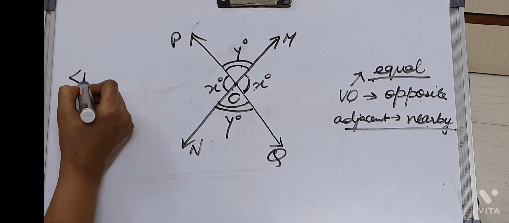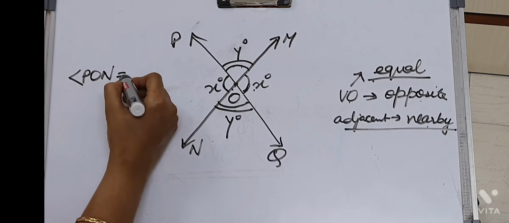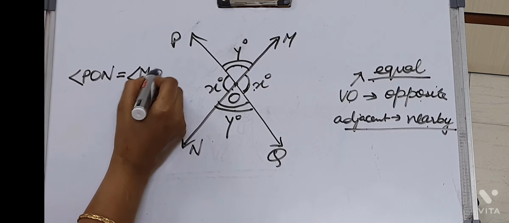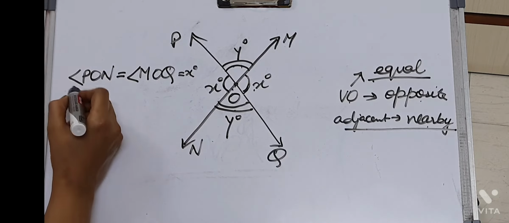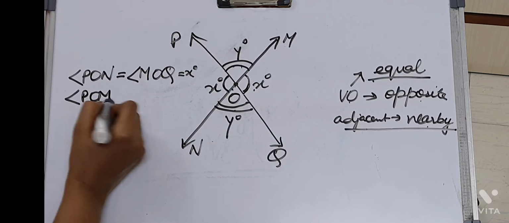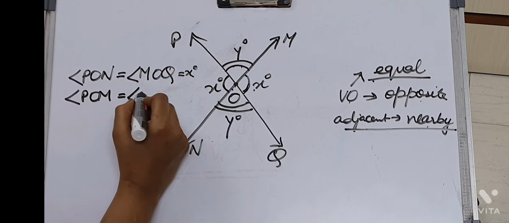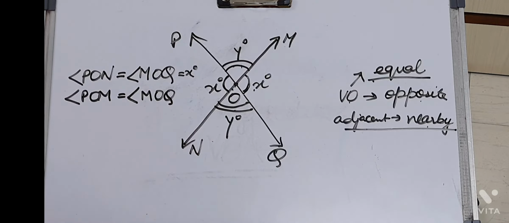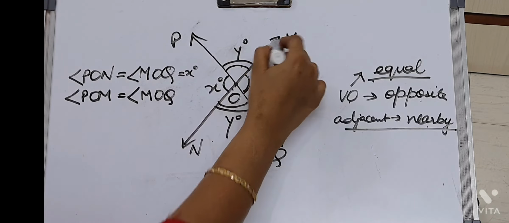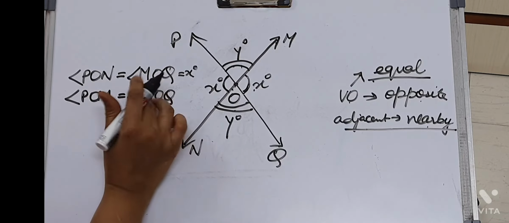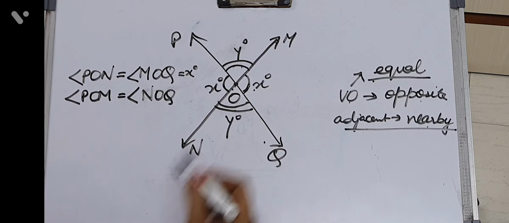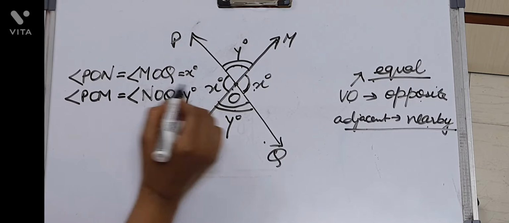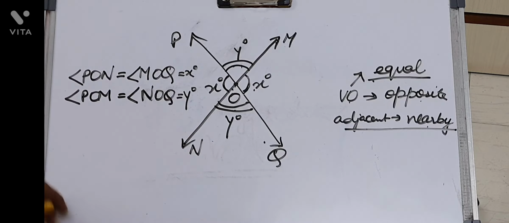How we will write here is angle PON is equal to angle MOQ, that is equal to x degree as we had assumed here. And angle POM is equal to angle NOQ, this angle and this angle. So this is equal to y degree. So this is the first property, that is, vertically opposite angles are equal.